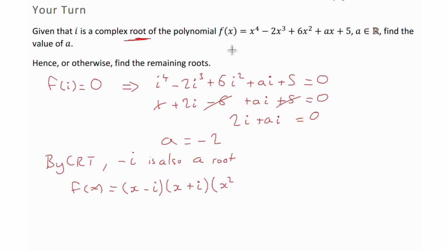It's got to be x squared to give me x to the power of 4. And then I've got to fill in the other bits of this quadratic. So what are the other bits going to be? Well, before I fill in the rest of this, I'm going to expand this to get x squared plus 1, which makes it a bit easier to fill this in. Now I know the constant term is plus 5. I have plus 1 here, so this needs to be plus 5.